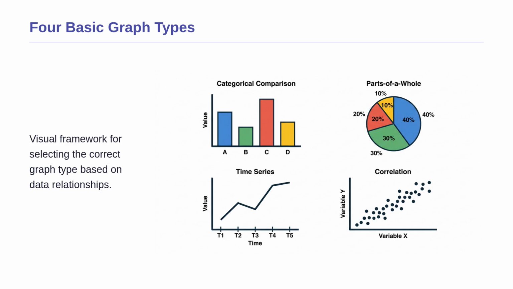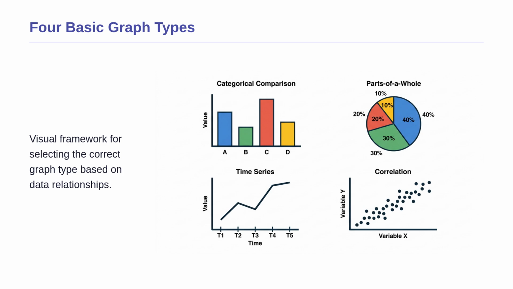In the top left, you see a bar chart for categorical comparison, where the height of each bar instantly tells you which category dominates. In the top right is the pie chart, perfectly illustrating parts of a whole where all slices add up to 100%.